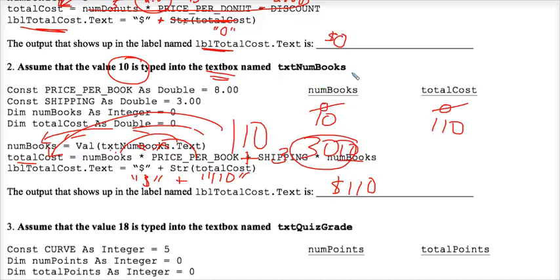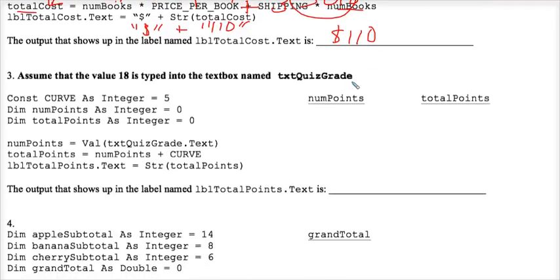Okay, moving on then to number 3. 0 and 0 again. We're supposed to assume that an 18 is typed in. That 18, after being validated, goes in here. I'm going fast on purpose. Num points plus curve. Curve is a 5. This is 18. 18 plus 5 is 23.